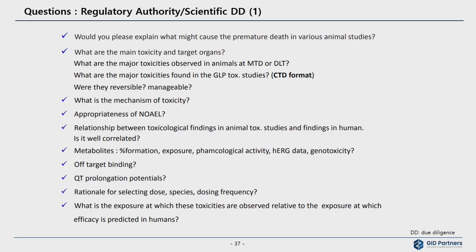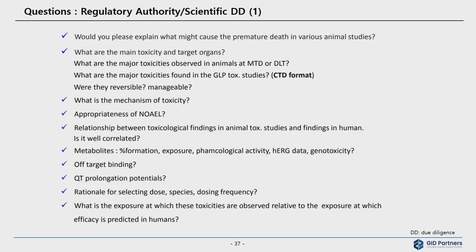And the question is as to why the study animal died. It's quite difficult to answer. Well, there are many safety gates to prevent death, but despite that, the study animals have died. So the cause of death, if possible, should be identified. And I think that would be quite good for that compound to be approved.